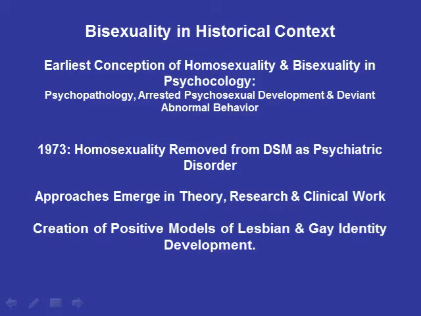Even though homosexuality was removed from the DSM, sexual orientation was still seen in dichotomous terms. Bisexuality was seen as a transitional stage in lesbian-gay identity development. Bisexuality was not yet seen as a valid, enduring sexual orientation or identity.